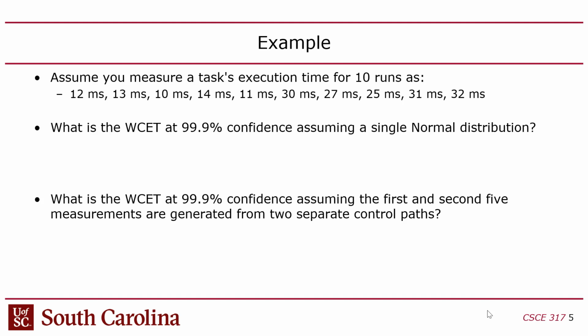So of these 1, 2, 3, 4, 5, the first five runs were from one normal distribution, and the second 5 runs were from the second normal distribution. That was basically because the code had an if statement in it, and depending on which way the if statement went, it would put the execution time in one or the other of these execution time distributions.